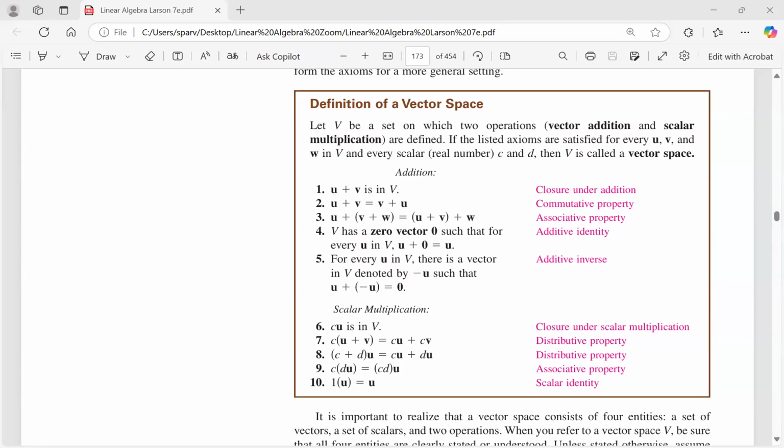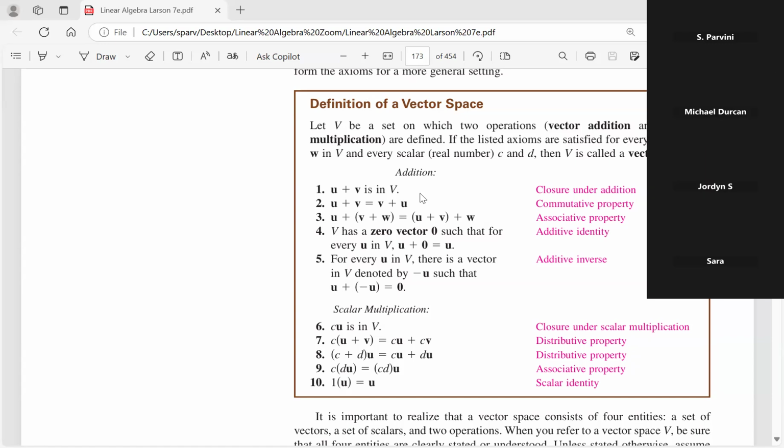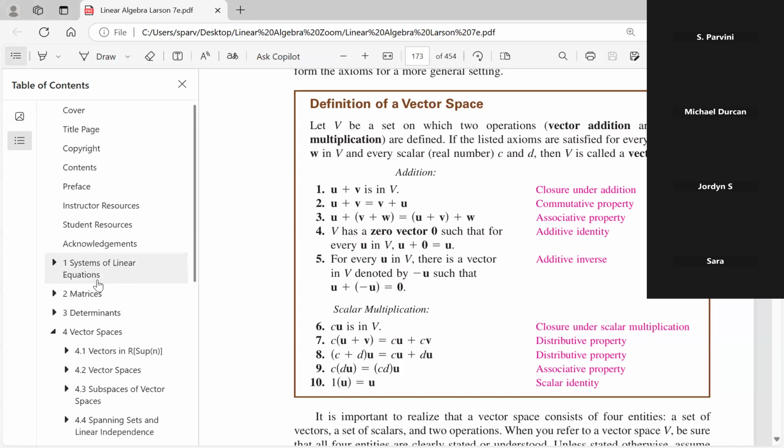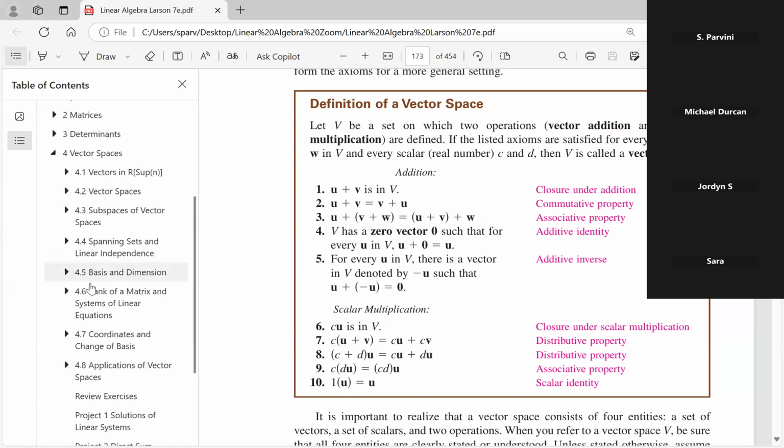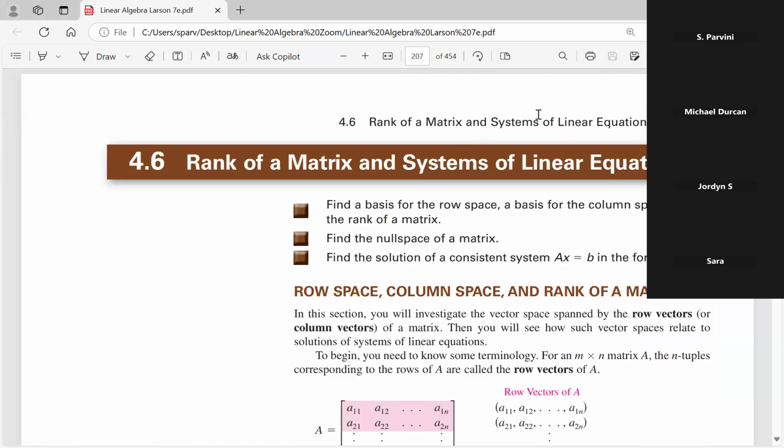All right, so again, let's now talk about this next section, section 4.6, which is really the last section for us we're going to cover. Section 4.8 is application. So let's talk about the rank of a matrix and its relation to solution of the systems of equations.